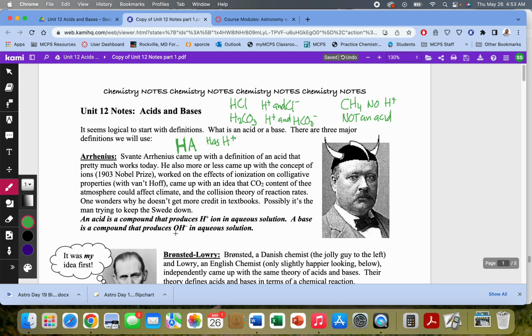Now a base is the same basic concept, except it has OH minus. So when we see a base, we should see something like NaOH, right? Because it has Na plus, which is just a spectator ion balancing out the charge, and OH minus. So it creates a hydroxide ion. So bases create hydroxide ion, acids can create H plus ion.